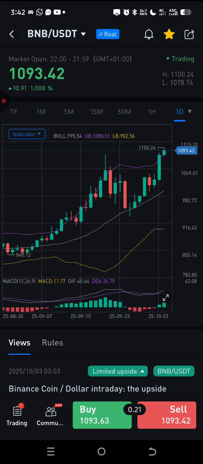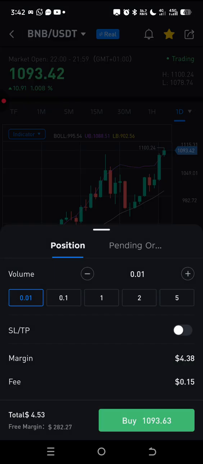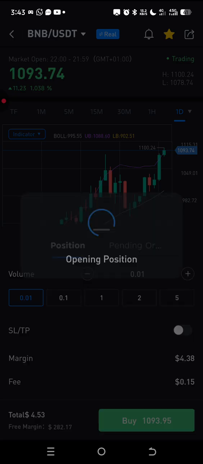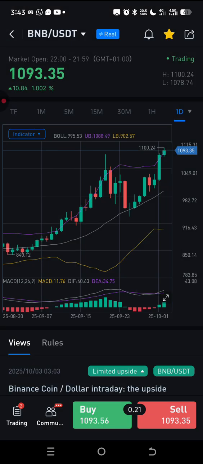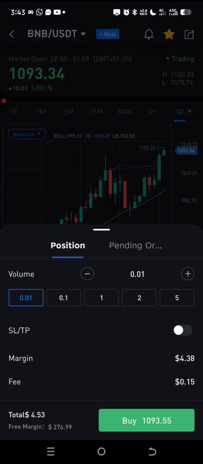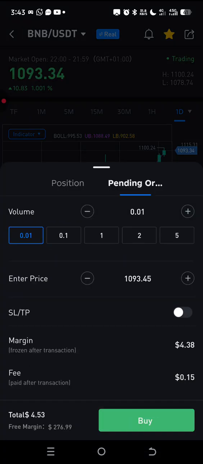I just come here and tap on buy. Now, this is position order. If I tap on buy now, it will buy for me. You can see it has bought because I did a position order. Then we also have a pending order. Pending order means you don't want to buy now. You want the price to fall before you buy. So you click on buy and you click on pending. How much do you want it to fall to?